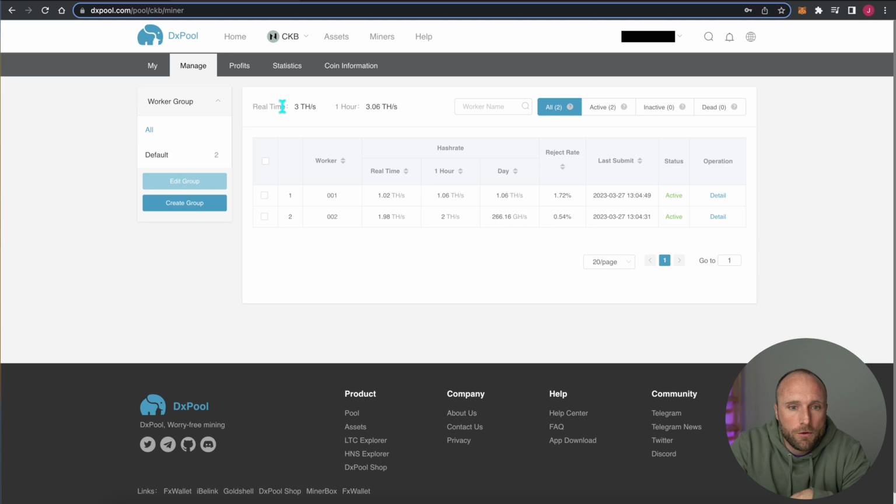So we want to quickly go over to my miner dashboard for DxPool. I currently have 2 different CKB cryptocurrency miners. My worker 1 is my original CKB box, and my worker 2 is my CKB box 2. Right now I have my CKB box 2 on full hash rate mode, so it's hashing about 2 terahash per second, and that's twice the output of the original CKB box.